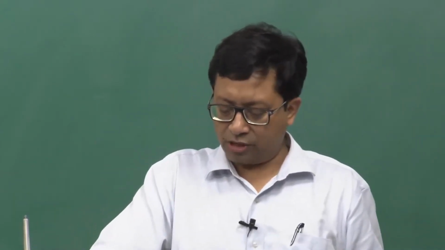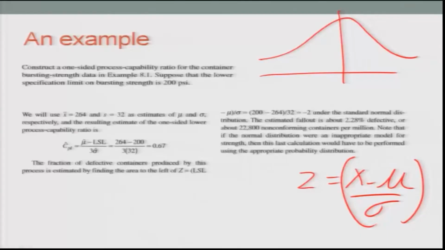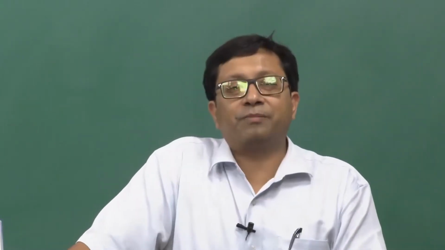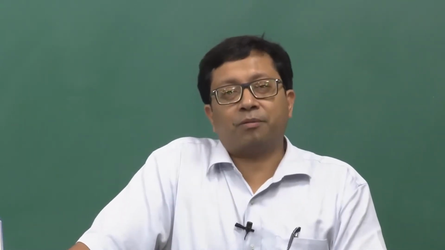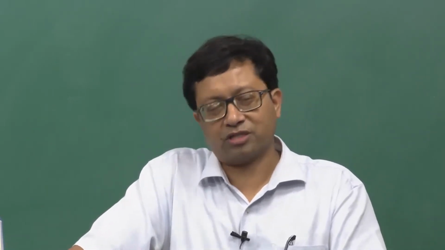Note that if the normal distribution were only an approximation model for the strength, then the last calculation would have to be performed using the appropriate probability distribution, and we will do the calculations accordingly. Let me mention one thing again: the mean and the standard deviation have to be calculated depending on the actual probability distribution for the population. Again, I am repeating, please forgive me, it will be the central limit theorem coming into action, then you have to find the level of confidence. Based on that, we replace them and do the calculations accordingly.